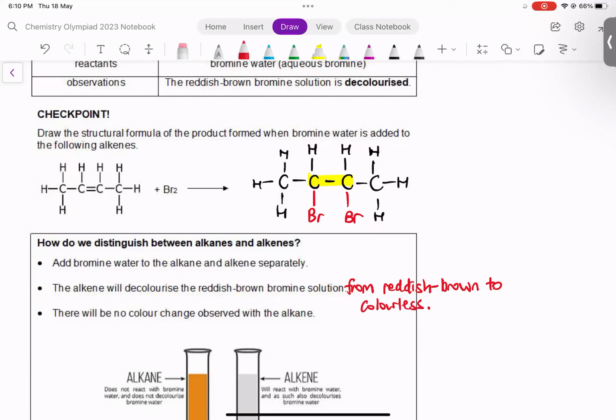Whereas alkanes don't react this way with bromine because alkanes do not have a carbon-carbon double bond. So there's no color change observed with the alkane. All right? So this is a useful distinguishing test for alkanes and alkenes. This is how you can differentiate alkanes and alkenes.